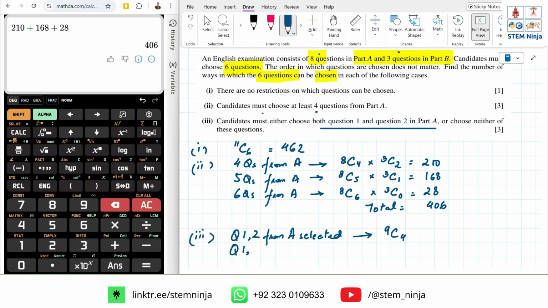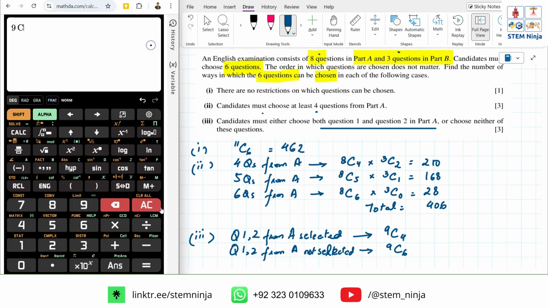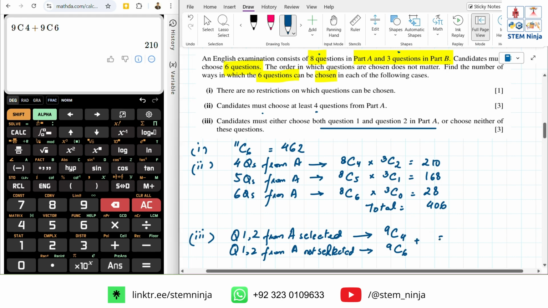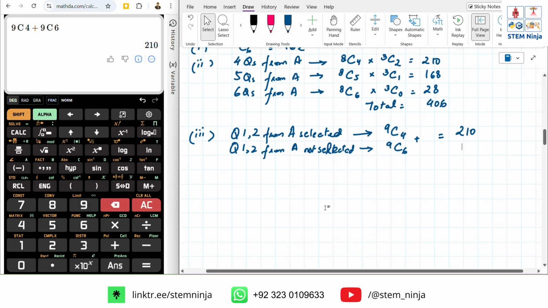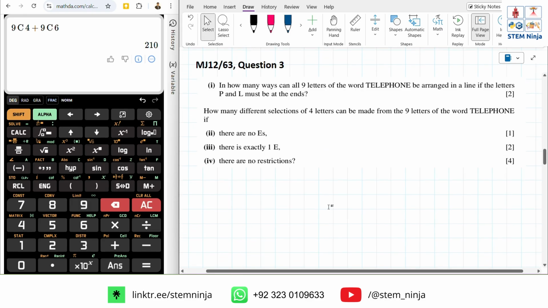And question 1 and 2 from A, not selected. So this time, all 6 are going to be selected, so this is going to be 9C6. So 9C4 plus 9C6, this is going to be 210. That's it. All right, let's see the next question.